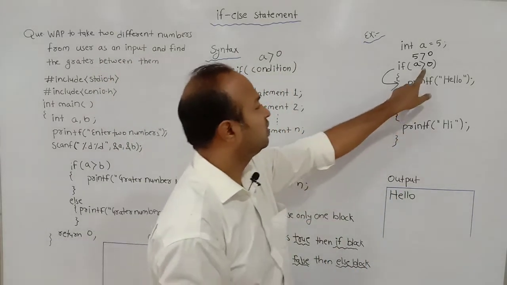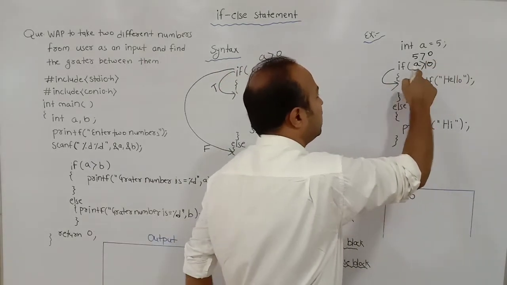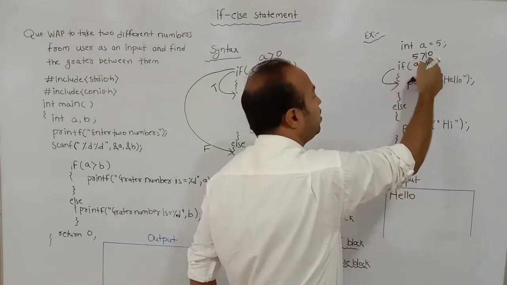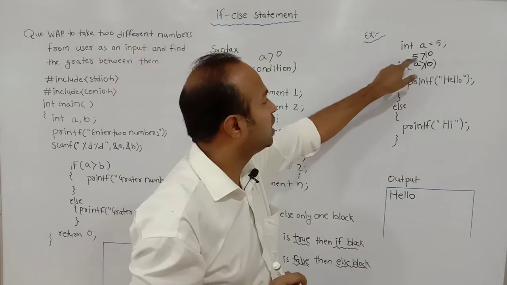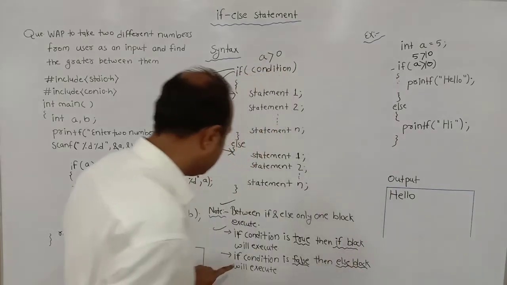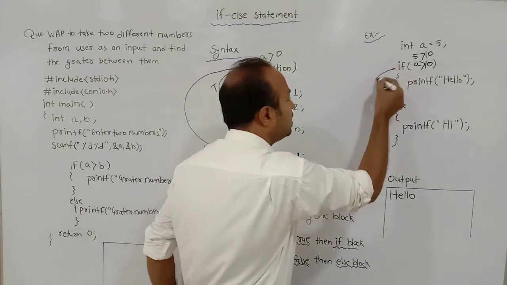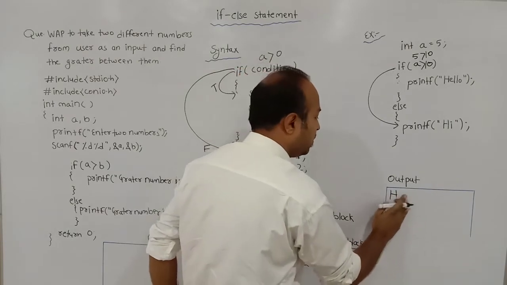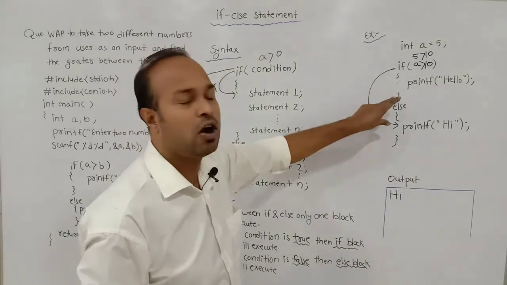Now suppose the if condition is false, so make this condition false. Here a is greater than 10. The value of a is 5 and 5 can't be greater than 10. Then this condition becomes false. If the condition is false, then the else block will execute. So we move to the else block, and within the else block we are printing hi. So it will print hi. So this is our output. This is the simple working of if-else.